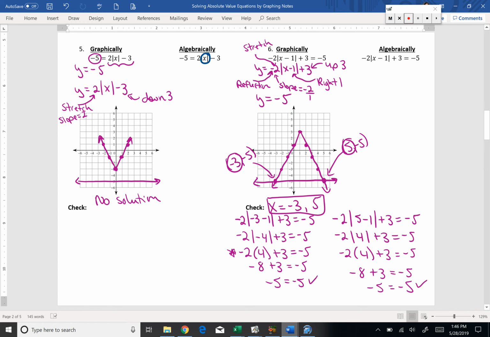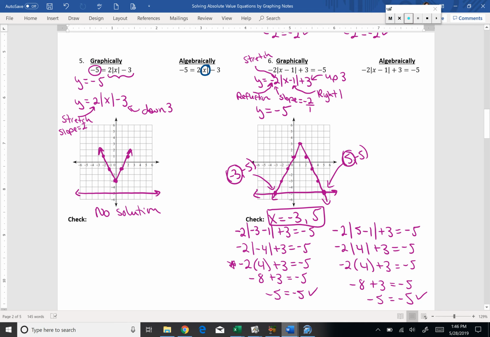I like to circle what I'm going to try to get by itself. If it helps you, let me make a little suggestion here. If you need to, you could write it without the absolute value bars, just to visually see, hey, how would I get that x by itself? The steps to actually get the absolute value bars all by themselves, guys, it's the same steps we've been doing since the beginning of the year that you guys did last year and probably the year before. But you've just probably never done it with absolute value.